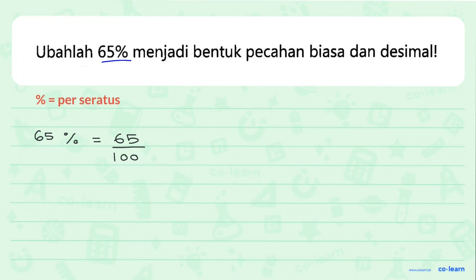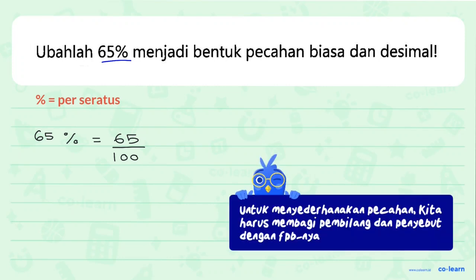So here, percent means per 100, okay. Now we have found the fraction. The fraction is 65/100. Let's convert it to the simplest fraction, Ken. The way to do it is by dividing the numerator and denominator by their GCD.